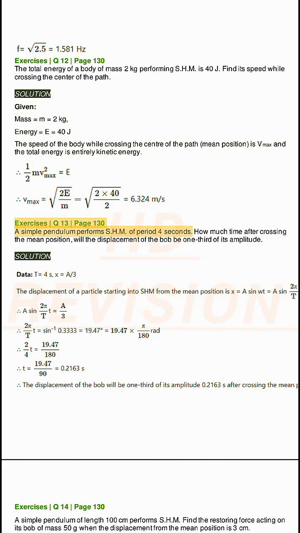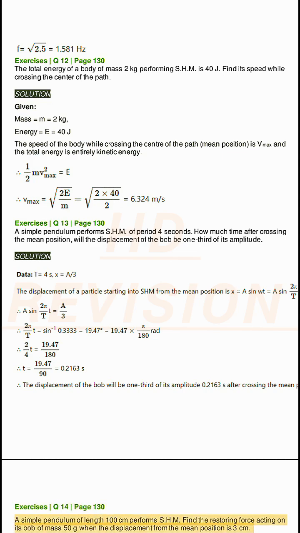Exercises Q13, page 130. A simple pendulum performs SHM of period 4 seconds. How much time after crossing the mean position will the displacement of the bob be 1/3 of its amplitude? Solution.